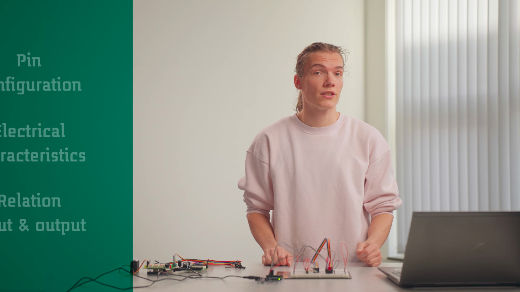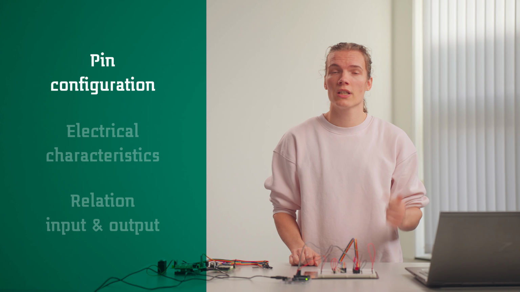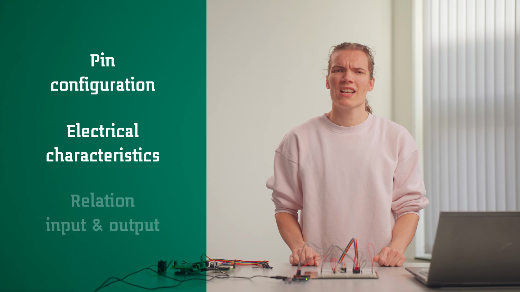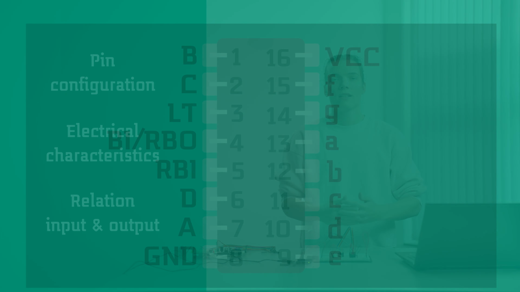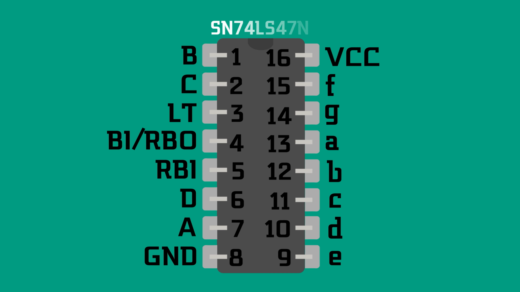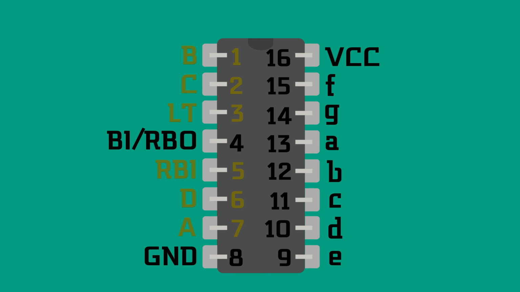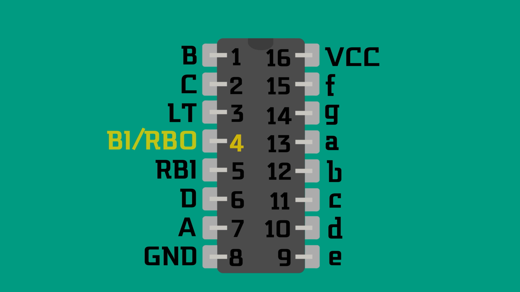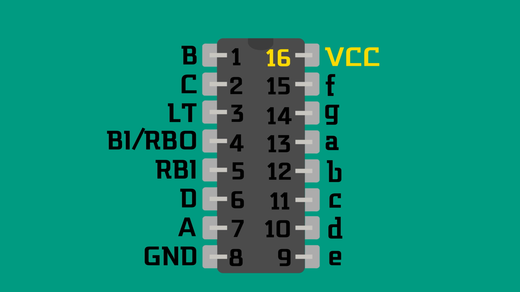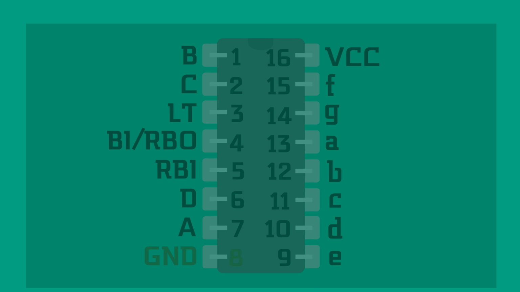The details of the BCD decoder can be found in its datasheet, which shows information such as the pin configuration, the input and output voltages, as well as the desired supply voltage. It also shows the relation between the inputs and the outputs. In the datasheet, we can see that the SN74LS47N has 6 digital inputs, 7 digital outputs, 1 digital I/O pin, a pin for the supply voltage, which is the VCC pin, as well as a ground pin.